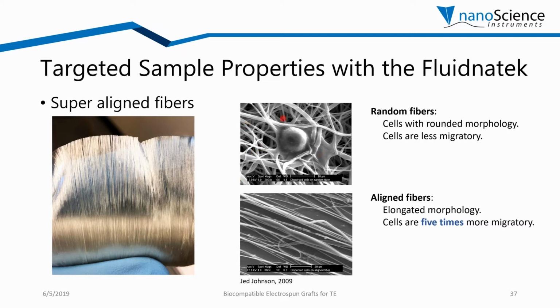For example, in random fibers, we see these cells with a, geez, I forgot the word now, morphology. And then for aligned fibers, we have elongated morphology. But what does it mean in terms of an application? If you have random fibers, the cells tend to move slowly, as opposed to when the fibers are aligned. As a matter of fact, they are 5 times more migratory as opposed to random fibers.